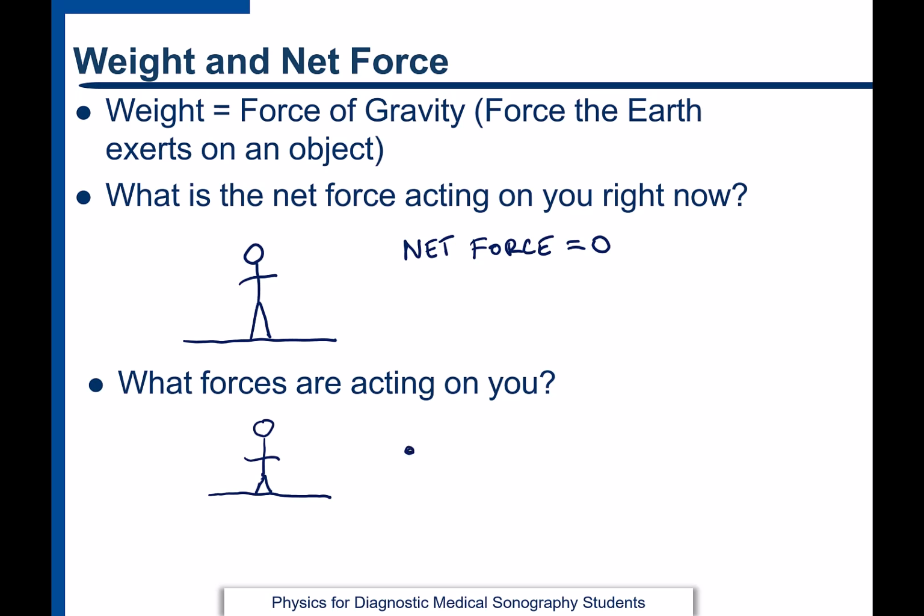In other words, if we use this dot to represent you, gravity is trying to pull you down. So we've got the force of gravity acting down. But the reason that you don't fall is because the floor is pushing up on you. And so the floor is exerting a force up. And what happens here is those two forces perfectly cancel each other out. In other words, when we add them, we've got a force up and a force down, and the net force is equal to 0.